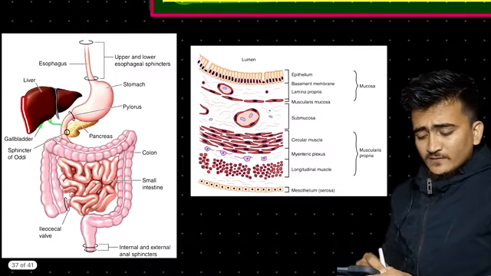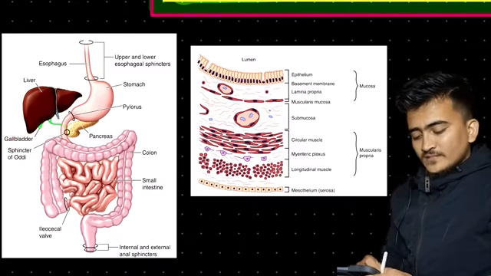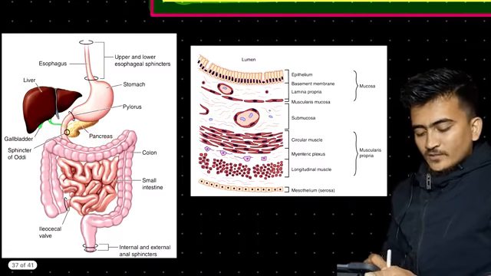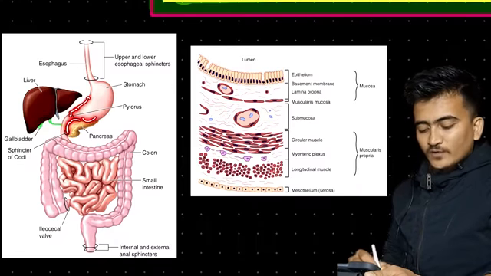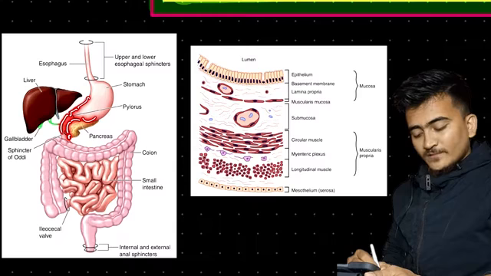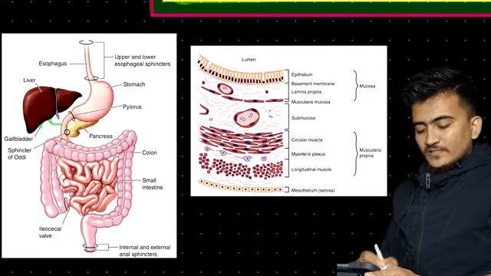Similarly, we have the liver, the largest organ of the human body. You can see the gallbladder right here. Similarly, we have the pancreas right here. After the stomach we have the small intestine: duodenum, jejunum, and ileum. That will go behind this structure.